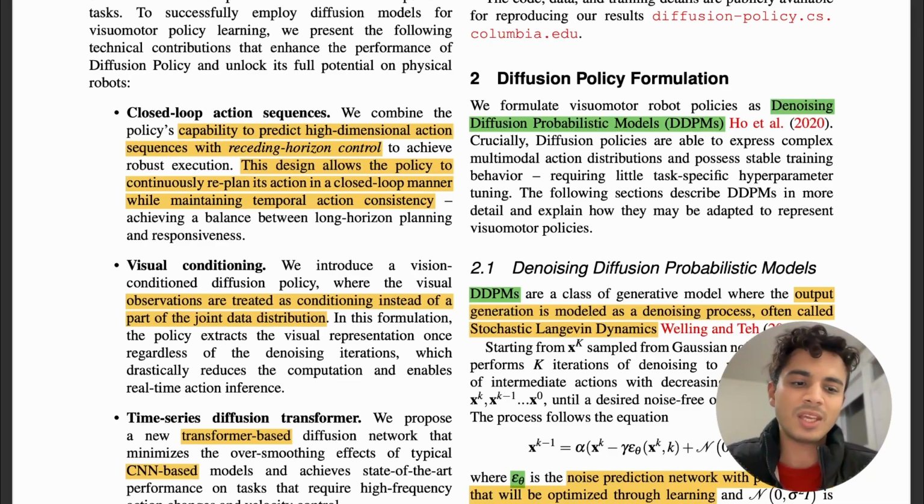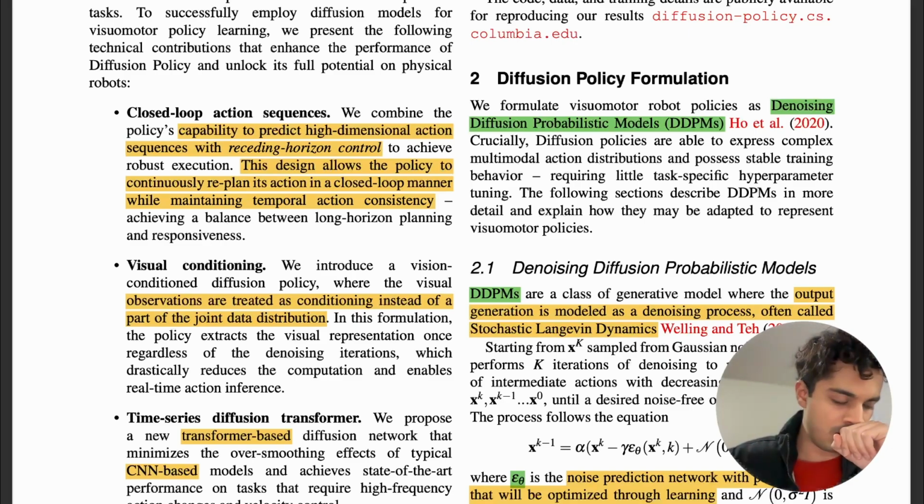First of all, they introduce closed loop action sequences. This is basically the capability to predict high dimensional action sequences with receding horizon control. Now, what exactly is this receding horizon control? What it means is we want to continuously adjust actions based on real time observations. Whatever I observe right now, I want to make some changes or take some control of this environment around me that I'm observing continuously, right?